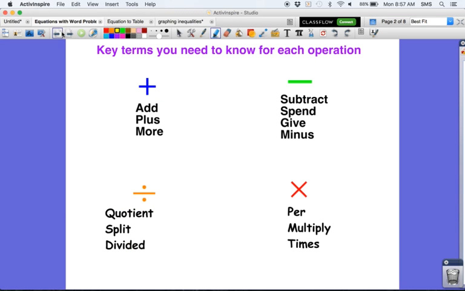Okay, just some basic key terms that you need to know for each operation. This is not all of the terms, just the basics and the commonly used ones. Sometimes you will have to find other words or phrases that describe these operations. If you see add, plus, or more, that's normally going to symbolize addition. You're going to use certain words for subtraction. For division, quotient, split, or divide. And if you see the words multiply, times, or the word per, that is a symbol for multiplication. So let's get those words down as well.